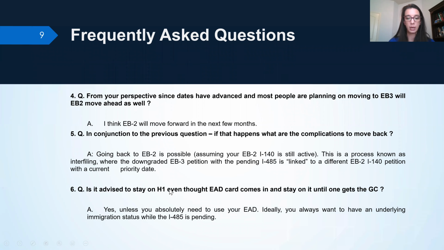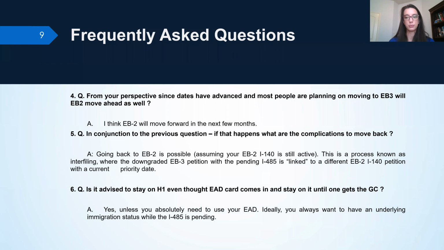Is it advised to stay on H1 even though the EAD card comes in, and stay on until one gets the green card? Yes. So I already mentioned that that's the best scenario possible. So you always want to have an underlying legal status while the green card is pending. And the reason is, what if something happens with the green card? You never know, especially given it will take some years before they adjudicate on that green card.